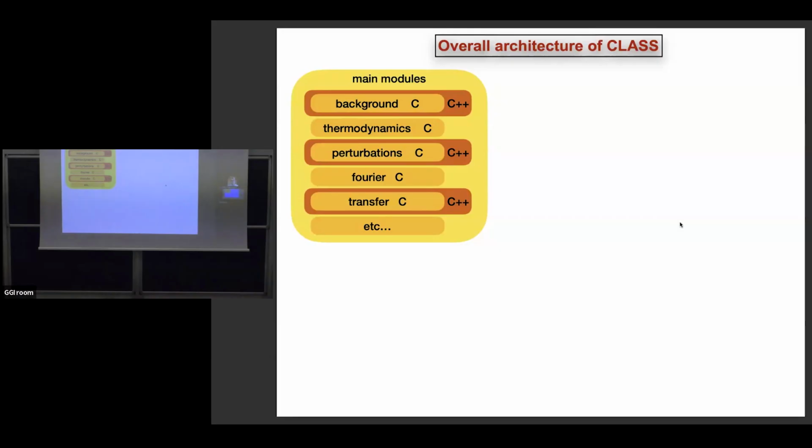And these modules are sequential. They only need to be evaluated once in a given order. They have a linear dependency. And so executing CLASS means going through each of these modules. And they are written in C. C is really fast. You know, if we would write all this in Python, the code would be considerably slower. So it's better to write a C code and then wrap it from Python.